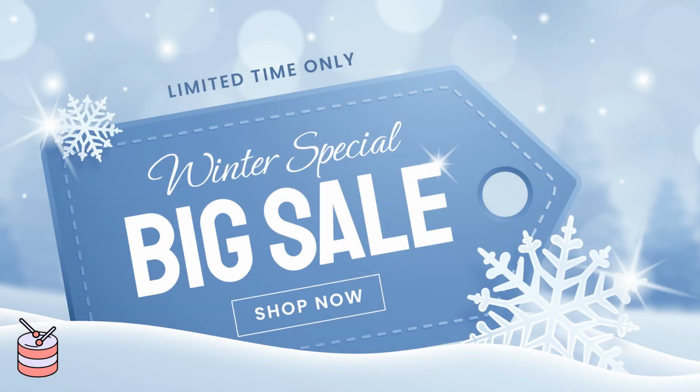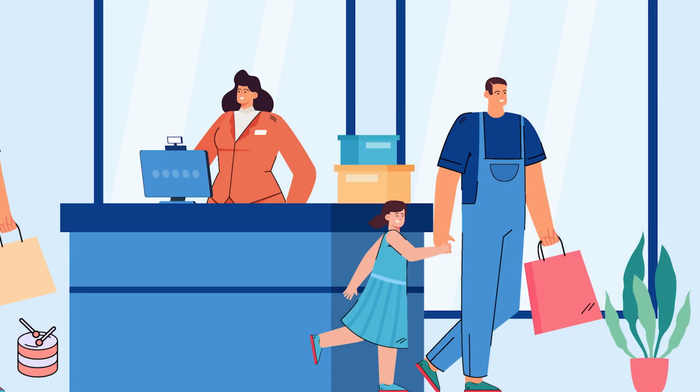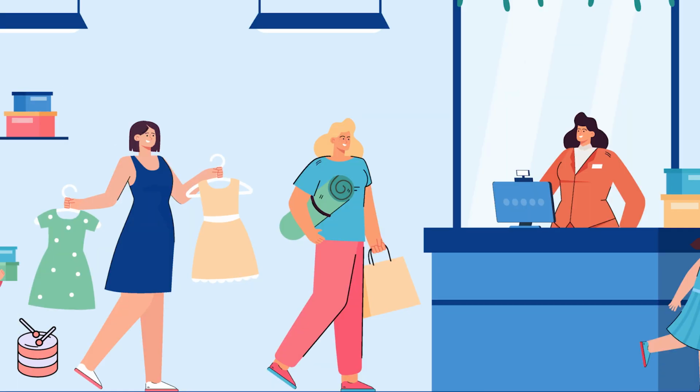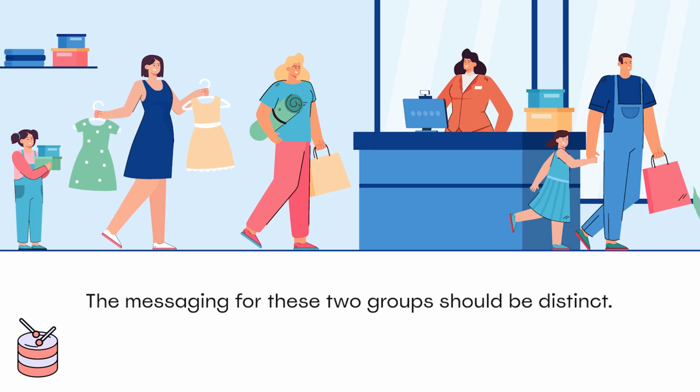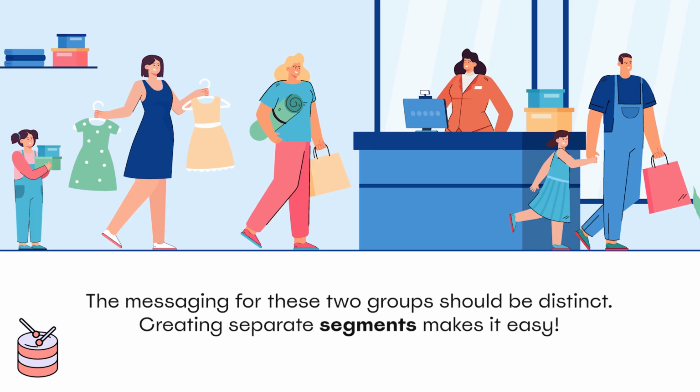Now, more often than not, you need to push offers that go out to your entire user base, such as holiday offers. Even though the same offer goes out to everyone, you can make it seem more personalized by experimenting with your messaging. So the idea here is to create 2 versions of the offer. One for existing customers and the other for those who haven't yet made a purchase. The messaging for these 2 groups should ideally be distinct, and creating separate segments makes the setup really easy.